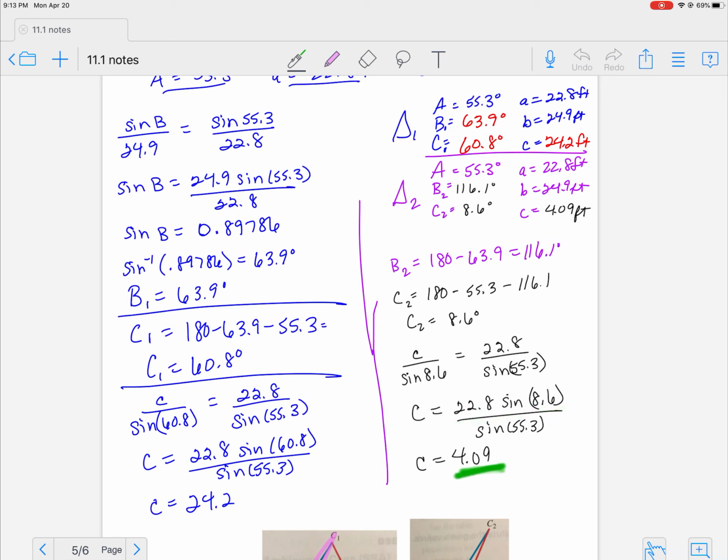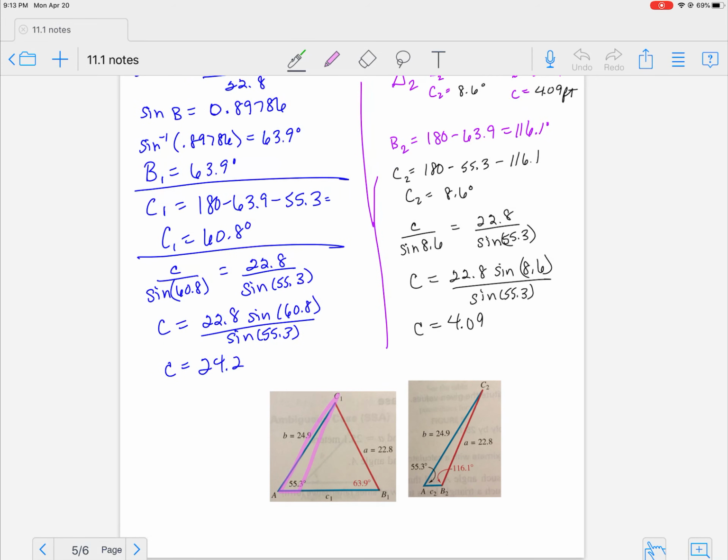And then you get 4.09. Look at what's happening here. Here I have all of these significant figures, so you need to get it at 4.09. Here this is all rounded to the tenth, so we're good. And you actually get two triangles out of this.